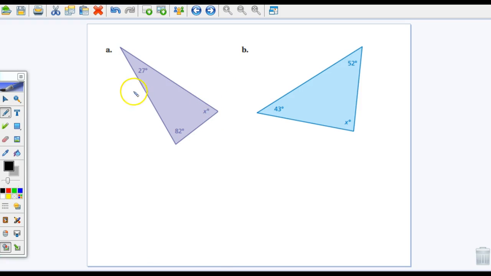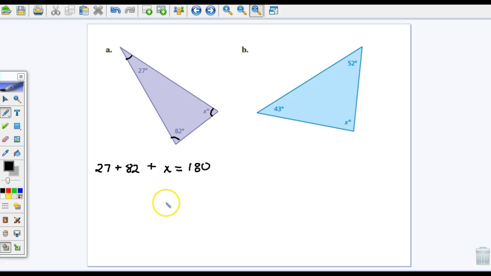Okay, so using that information that we know that angle 1 plus angle 2 plus angle 3 are going to equal 180 degrees, we can take that rule, use that angle sum theorem, to create an equation. So I know that if I take 27, which is the degree of this angle, and add it to 82, which is the degree of this angle, and then add x, because I don't know what that angle is, it's all going to equal 180 degrees.